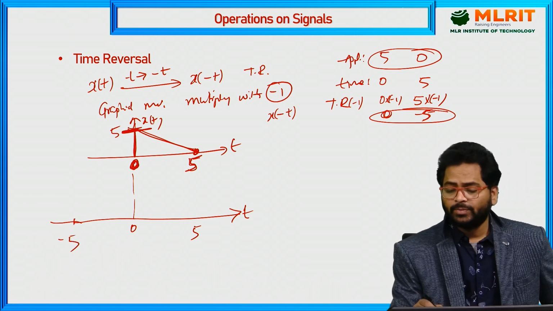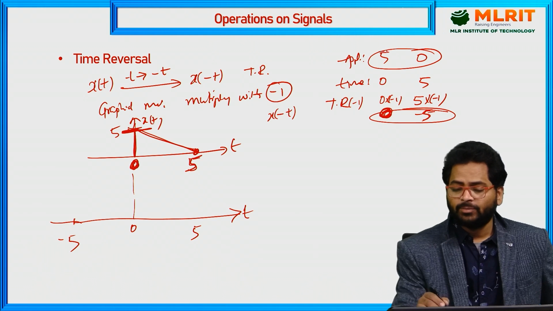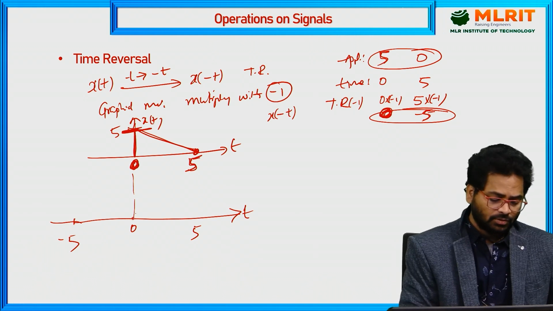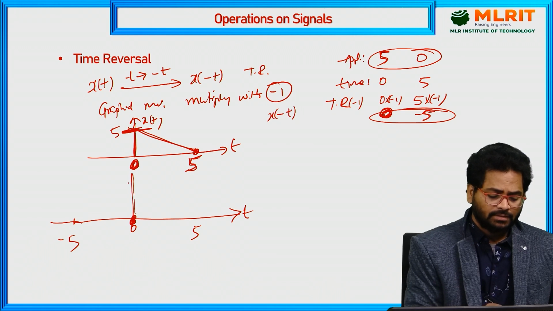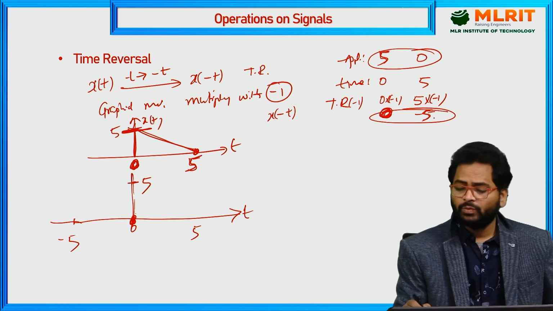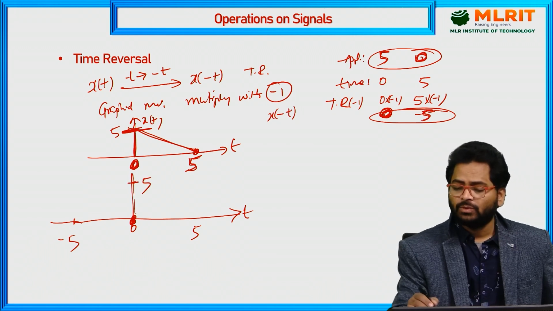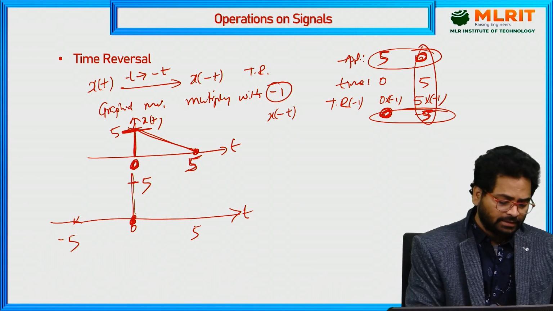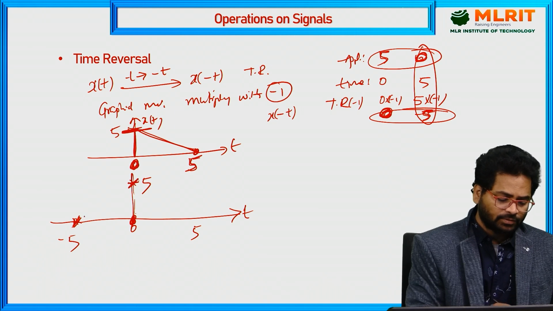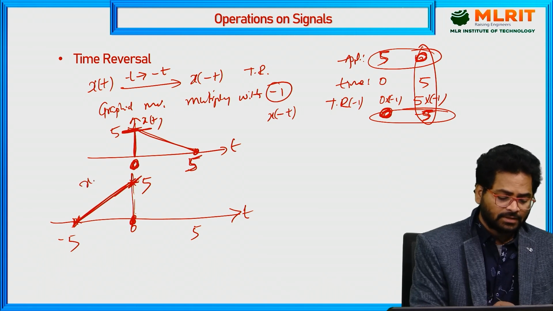At 0 time you will have the amplitude 5. At 0, you look here, this point is 5. Now at -5 amplitude is 0. At -5, this one, you will have the amplitude 0. The first point is this one. Second point is this one. So we make a line like this. So this is the x of -t line.